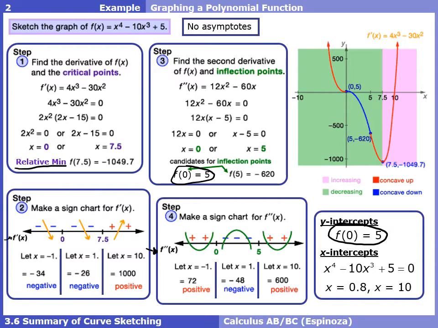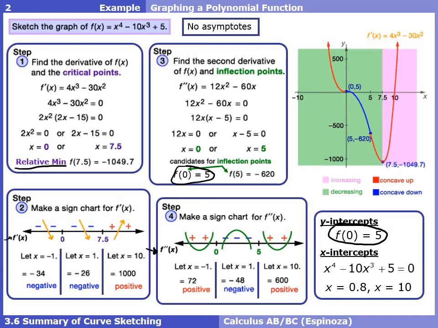Between 0 and 5, based on our sign chart, that piece of the graph was supposed to be decreasing. And it is. And then you'll notice it was supposed to be concave down, which, again, that piece is. From 5 to 7.5, our graph is still supposed to be decreasing based on the sign chart, but now it changed over to concave up, which meant we had our 2 inflection points. And then to the right of 7.5, our graph is supposed to be increasing, and it's still concave up.